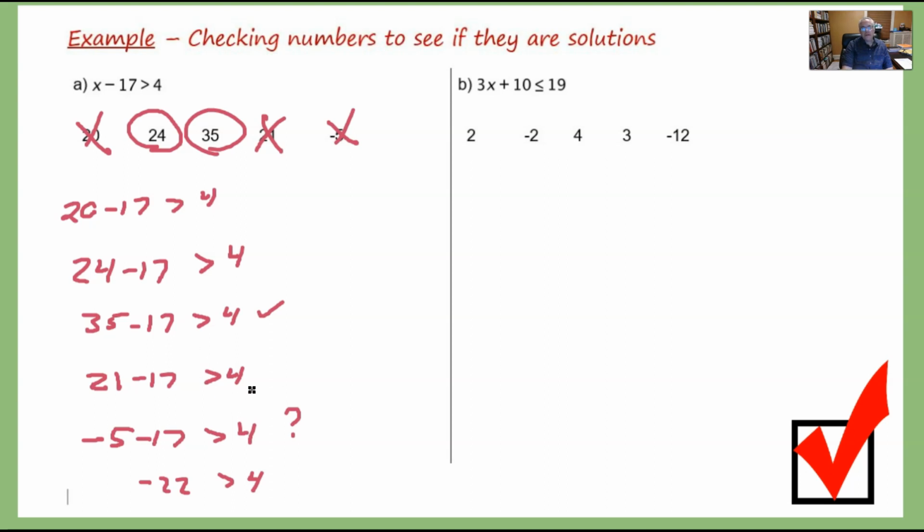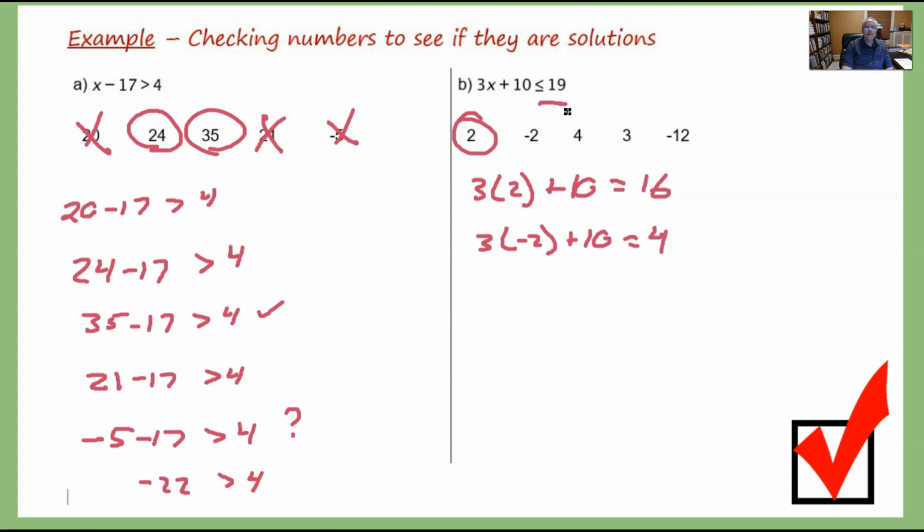So when we're doing these, we just have to substitute the numbers in the inequality and see if it makes it true. Right on this one, we're going to put 2 in for x. 3 times 2 plus 10 equals 16. Is that less than or equal to 19? Yes, it is. That works. 3 times negative 2 plus 10. That's negative 6 plus 10 is 4. Is that less than or equal to 19? Yep. That works. 3 times 4 plus 10, that's 12 plus 10 is 22. No, that's not less than or equal to 19.